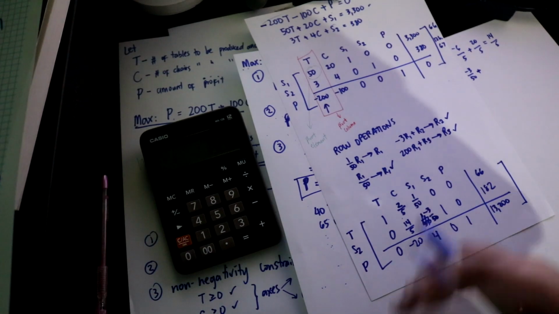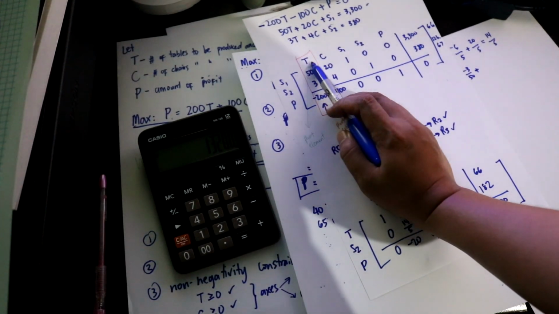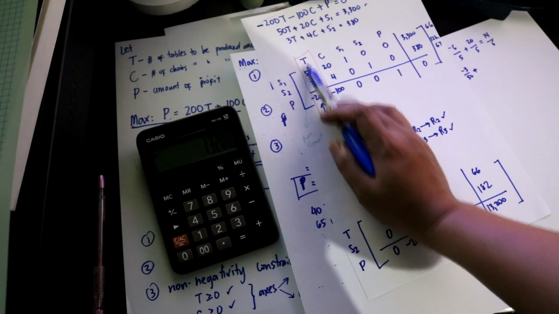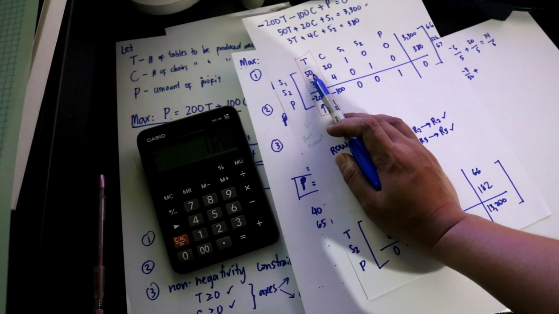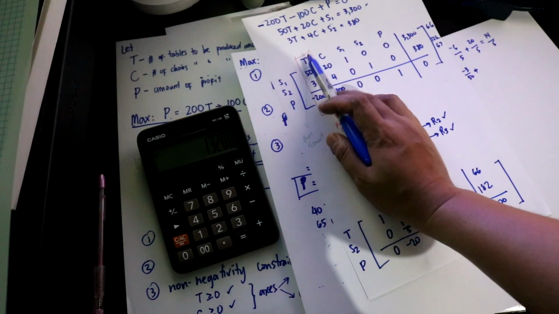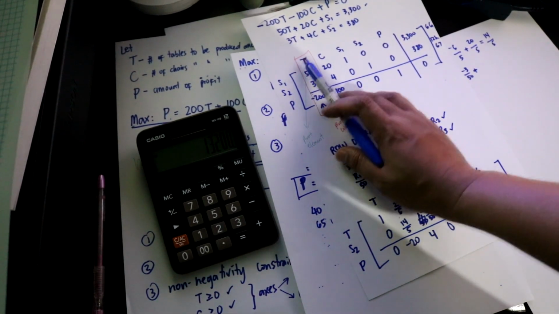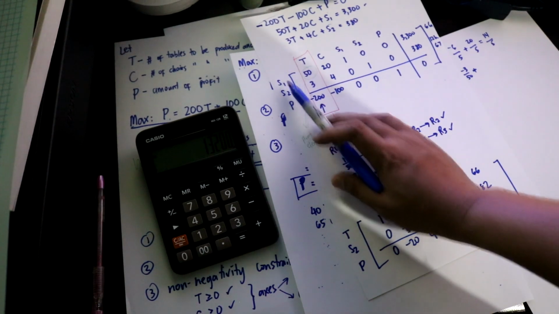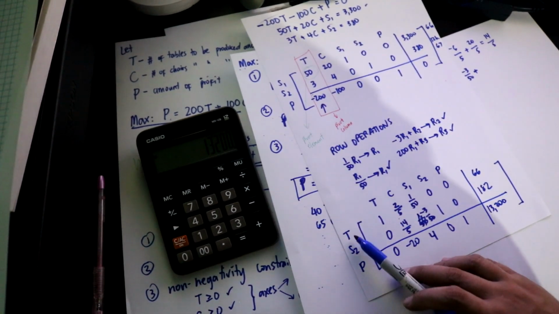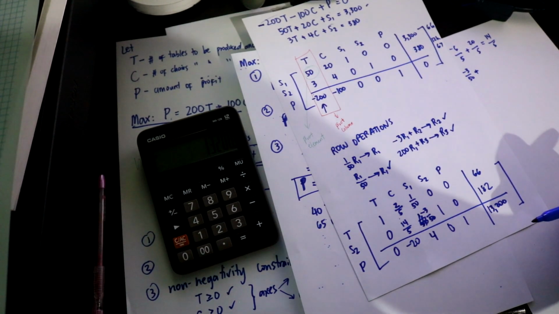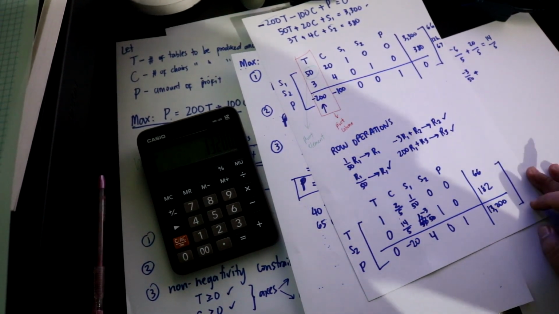So again, this pivot element is the intersection between T and S1. Simply put T, substitute T for S1, and then we're done with our first set of row operations.